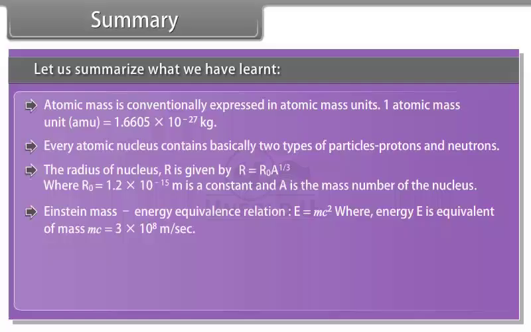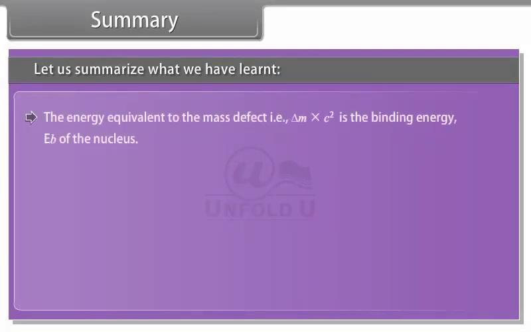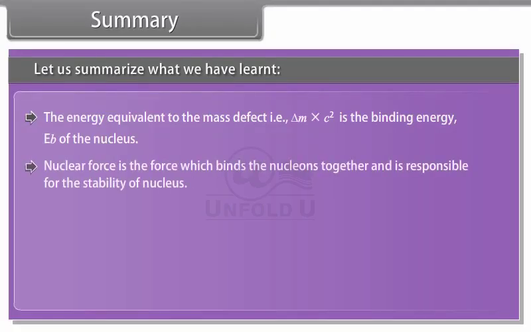The mass of a stable nucleus is less than the total mass of its nucleons. This difference Δm in mass is called mass defect and is given by Δm. The energy equivalent to the mass defect, that is Δm c², is the binding energy, Eb, of the nucleus. Nuclear force is the force which binds the nucleons together and is responsible for the stability of nucleus.